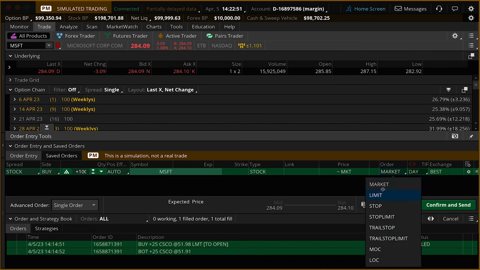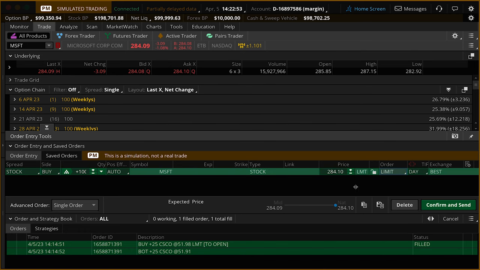Now, if we click on that and go back to limit, you can see we now have control over the price. We can lower that price to try to get a little bit of a better fill, or we could even highlight that price and type in 280 or something like that. But for the moment, we want to use a market order. And we're going to go ahead and click on this, switch it back over to market.